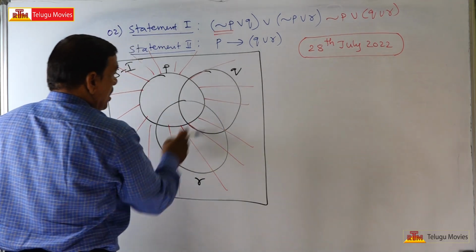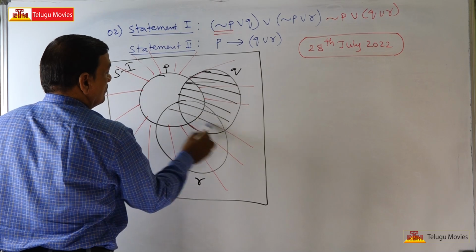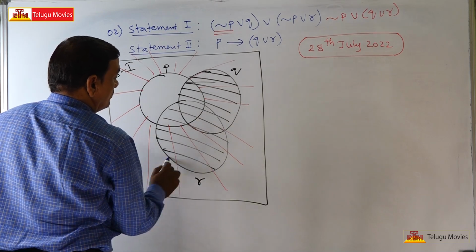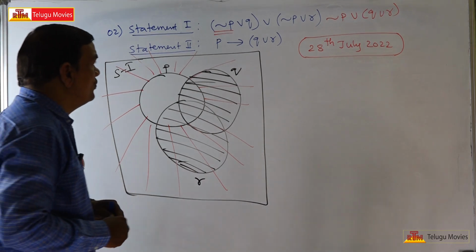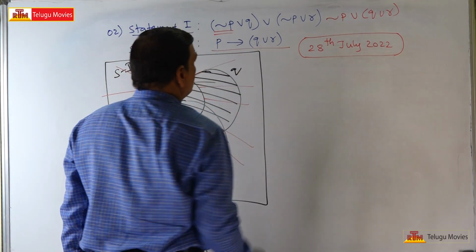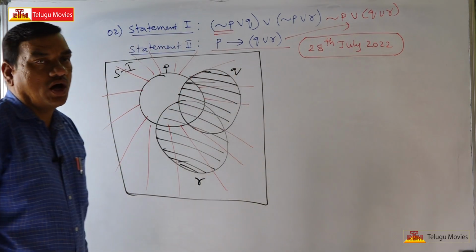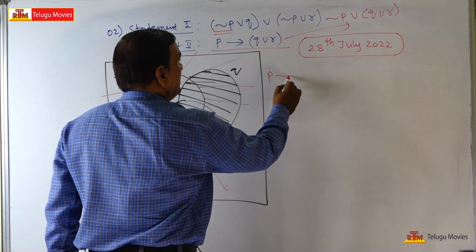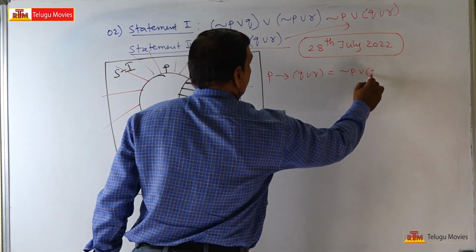QRR. QRR means what? This is full. This is QRR. Okay, now. So if you speak this is also the same thing. So the formula is the same, negation P or QRR. The formula of P implies QRR is also the same as negation P or QRR.